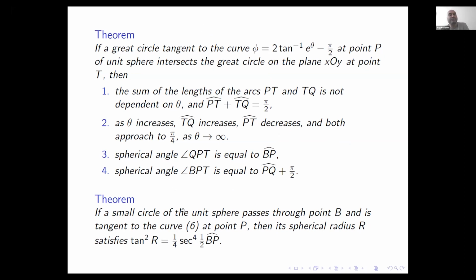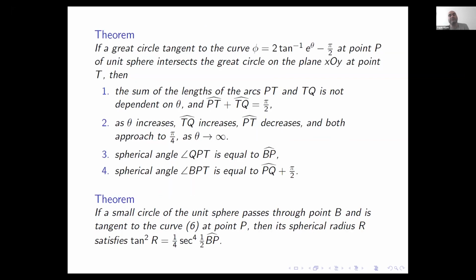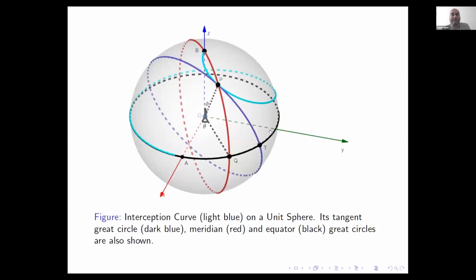There is also another property. If a small circle of the unit sphere passes through point B and is tangent to the curve at point P, then its spherical radius satisfies this interesting relationship: tangent squared r is equal to 1/4 of secant to the 4th power of half of BP. I didn't show this circle in this picture to avoid confusion.